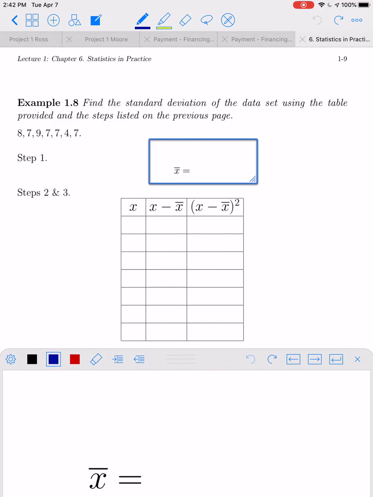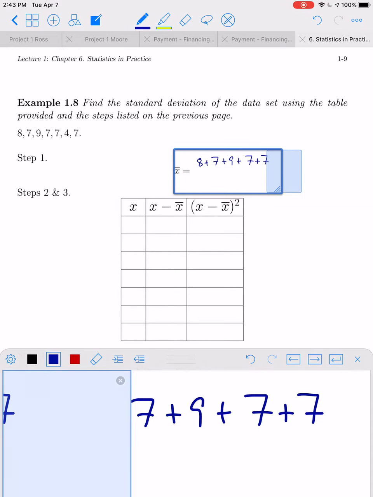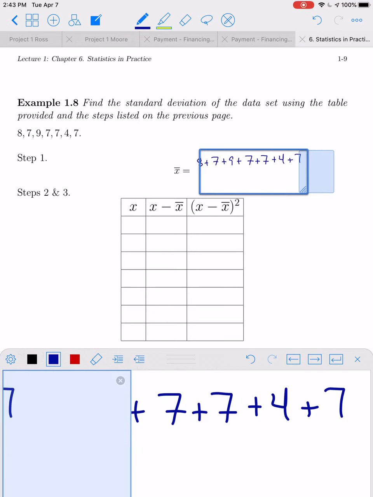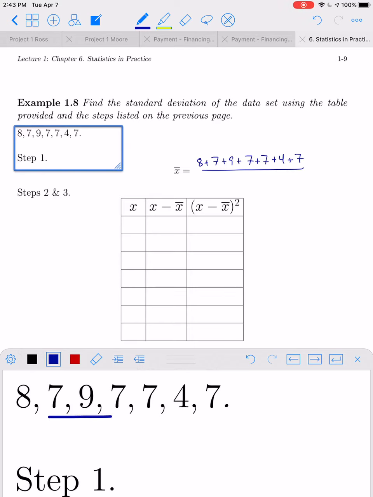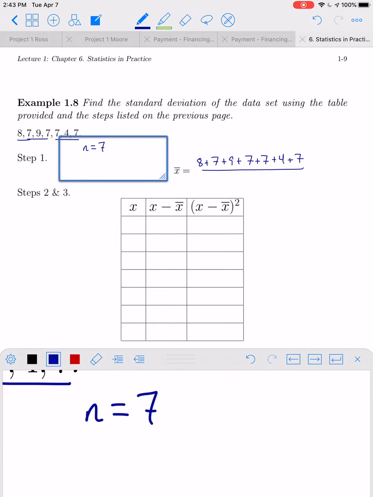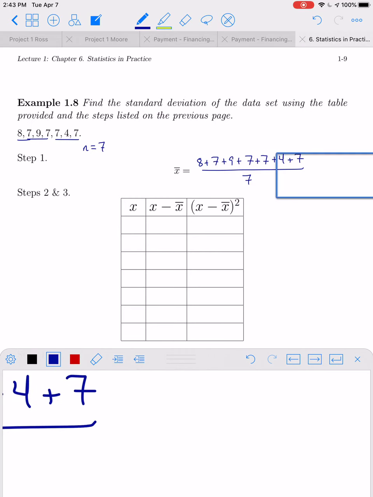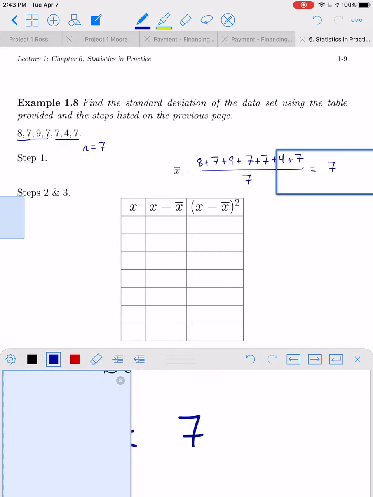Okay, so the first thing we need to do, step 1, we need to calculate the mean of these data items. We have 8 plus 7, so we list them all as a sum, and we divide by n. In our case, we've got 4 and 3, that's 7 data items. N is 7 actually, when we count them all up. So we divide by n, which is 7, taking the mean the normal way. And the number we get from this, the mean, will be 7. Using a calculator, nice to have around.